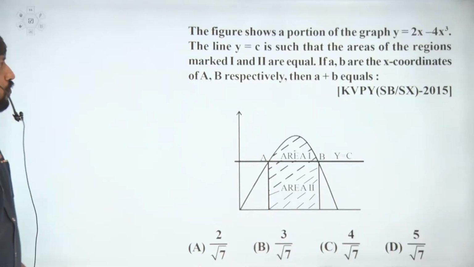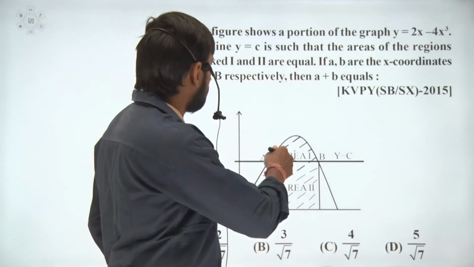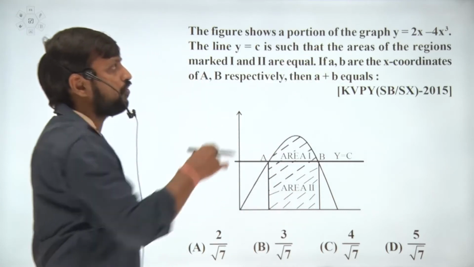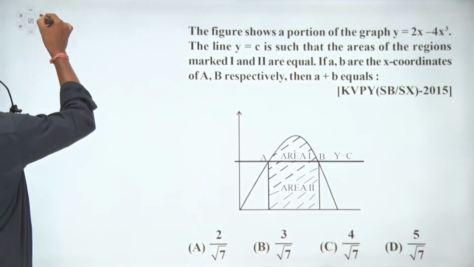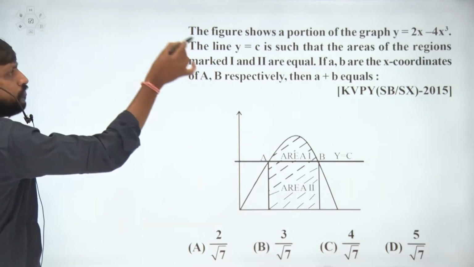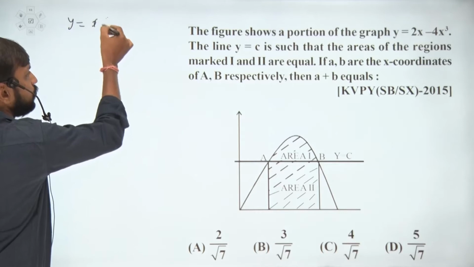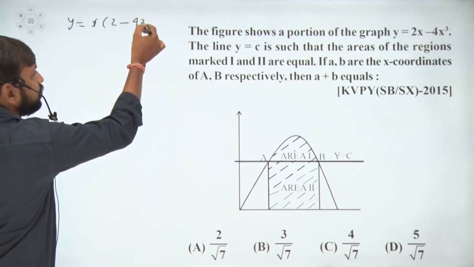Hello students, now coming to the next question. We are given a portion of the graph of 2x minus 4x cube. Now what will be the actual graph of y equal to 2x minus 4x cube? That will be y equal to x into 2 minus 4x square.